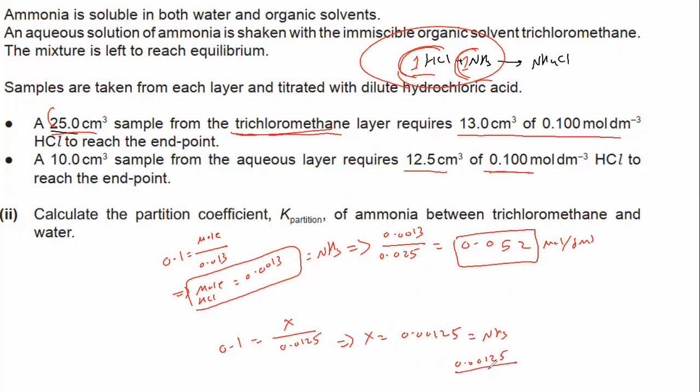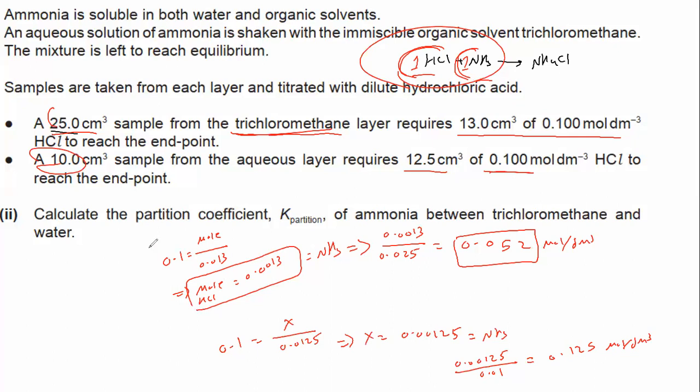So the moles of NH3 over its volume; the volume here we took is 0.01, because we took only 10 centimeter cubic. So this one will be 0.125 mole per decimeter cubic.